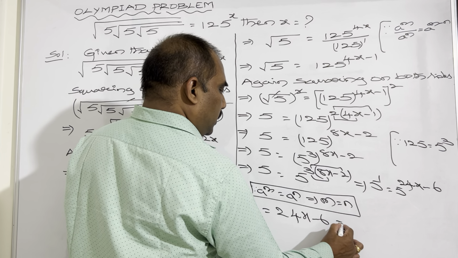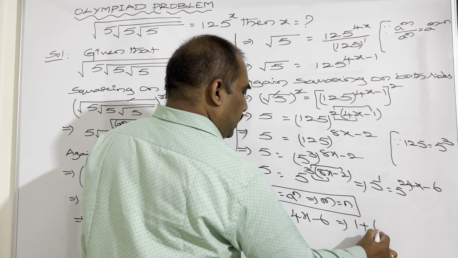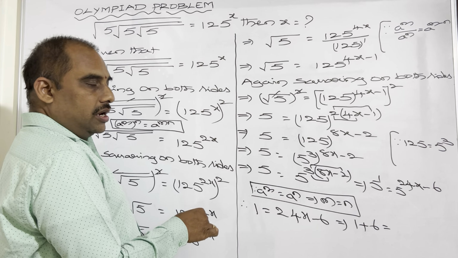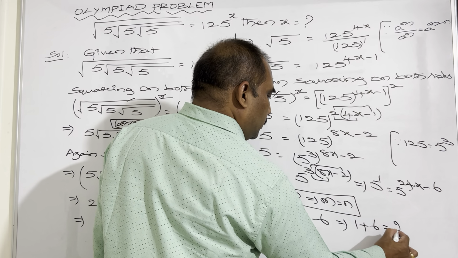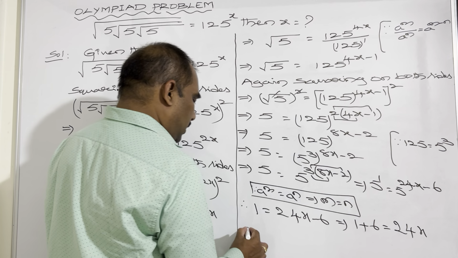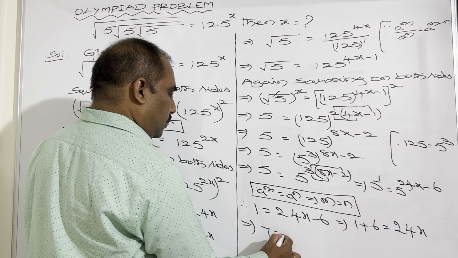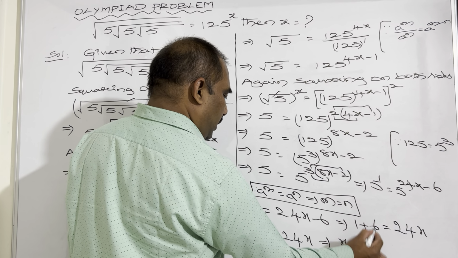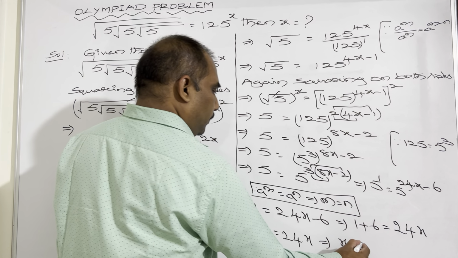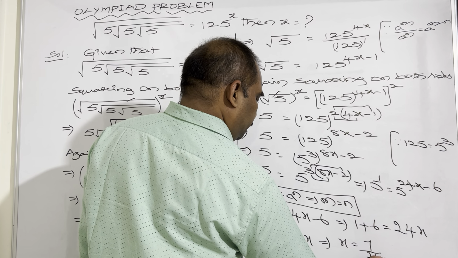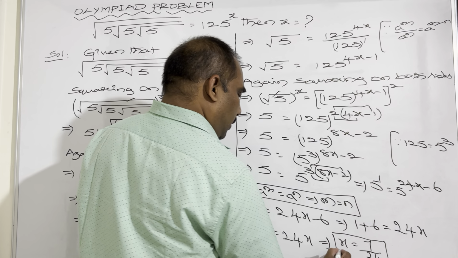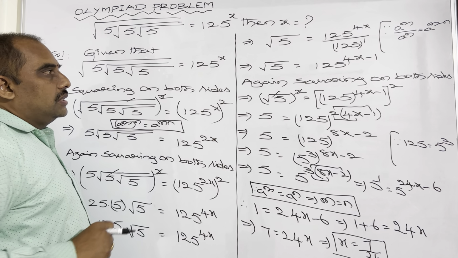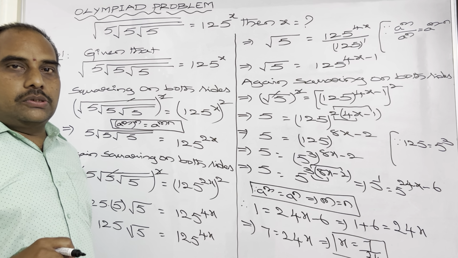So from this we get 1 plus 6 is equal to 24x, since the minus 6 on the right side becomes plus 6 on the left. So 7 is equal to 24x. From this we can find the value of x is equal to 7 by 24. Therefore the value of x is equal to 7 by 24. Like this we can solve these types of problems very easily.